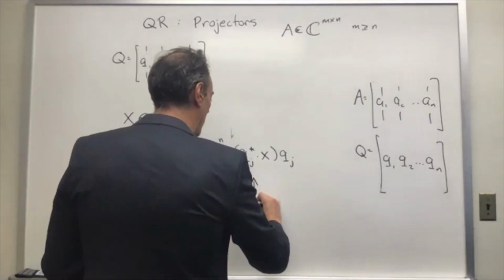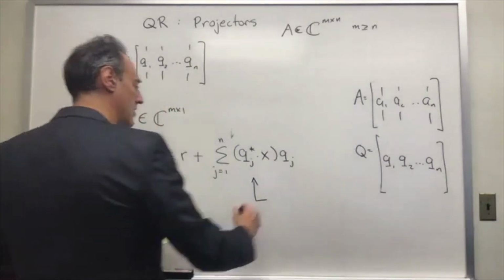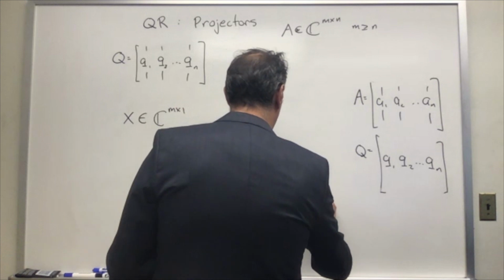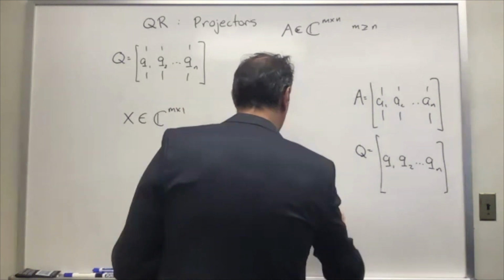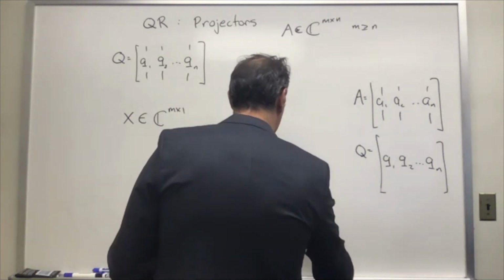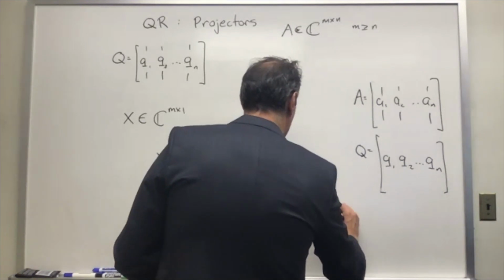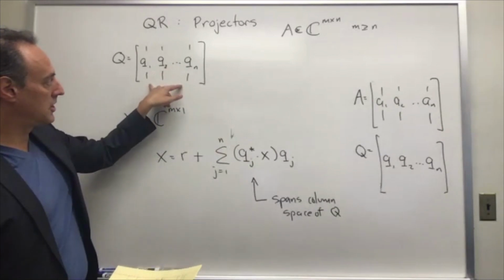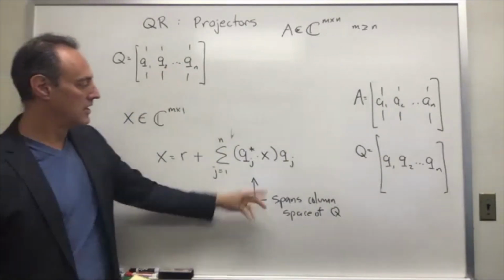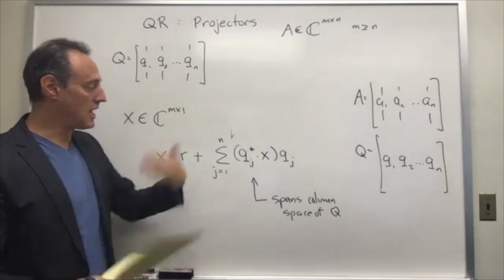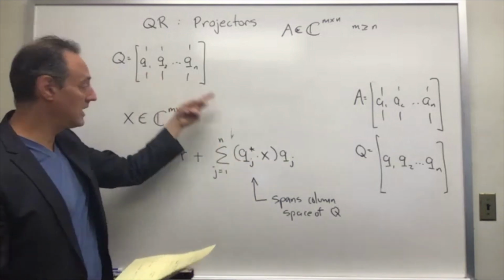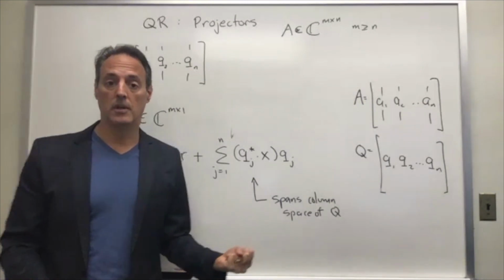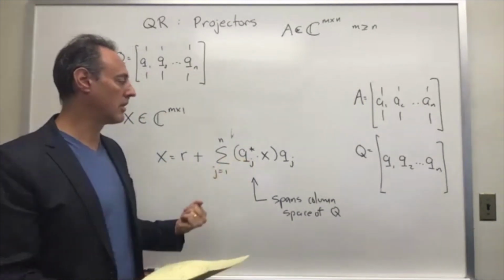One is this part here. This spans the column space of Q. In other words, whatever the column space is here, this orthonormal set spans, that's what this is. You take the vector X and you project it into each of these directions, each of the Q1 through Qn directions. Okay, this is exactly what we learned from Gram-Schmidt.